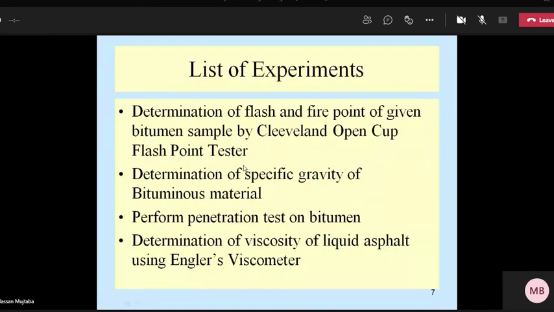Specific gravity is important because it tells us about the quality of the bitumen. Remember, the specific gravity of bitumen varies from 0.97 to 1.02 or 1.03. In some books it is 1.05 also. So if the specific gravity of your bitumen is higher than 0.97 to 1.02, you may declare it contains some sort of impurities.